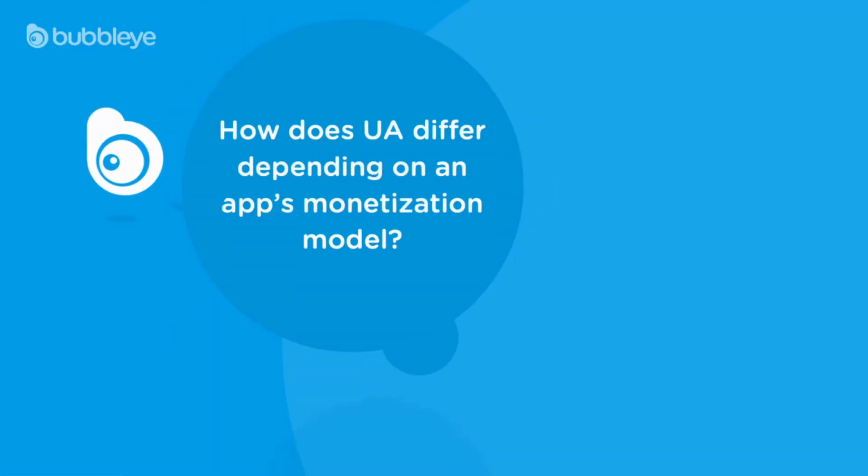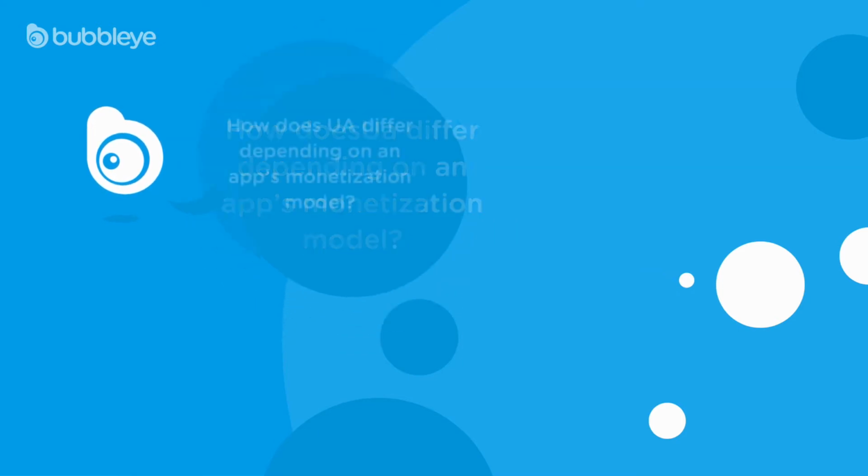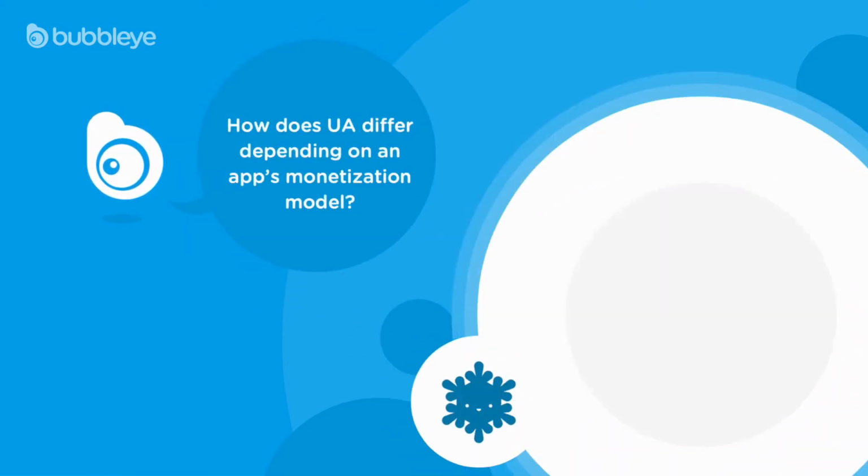How does UA differ depending on an app's monetization model? For example, ad revenue versus in-app purchase versus a subscription model. Do you see differences in the best suited UA approach depending on the monetization model? That's a really good question.